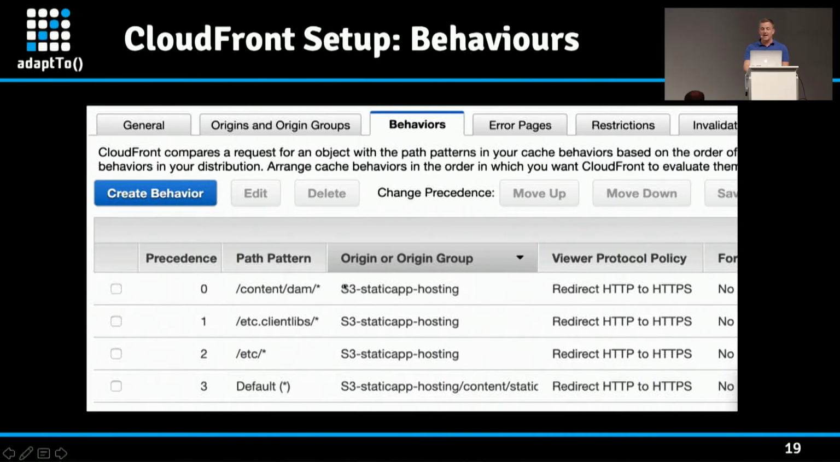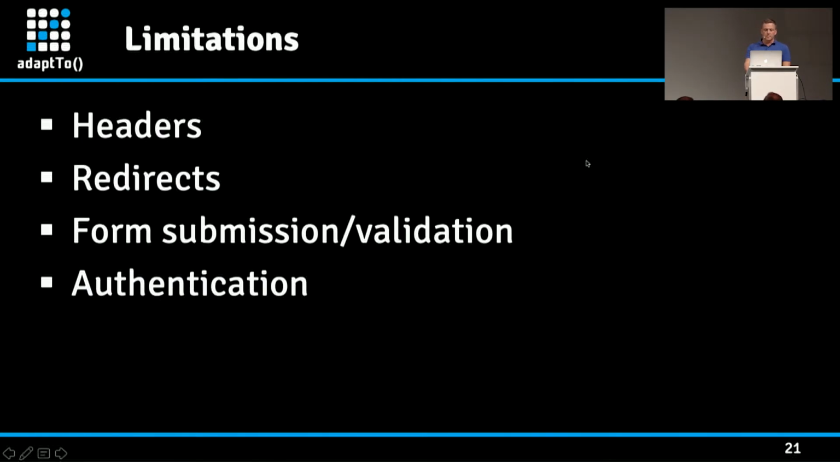And then a number of behaviors that mapped upon this. What the behaviors would do for CloudFront is map inbound URLs back to those specific origins. So by default you'd map to the site root, but for those other paths we had, like content dam and etc client libs, they would go basically to the root bucket. And within the error pages you could design that there.